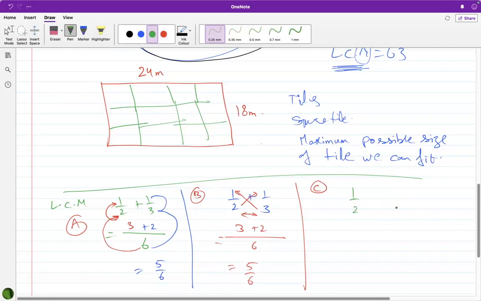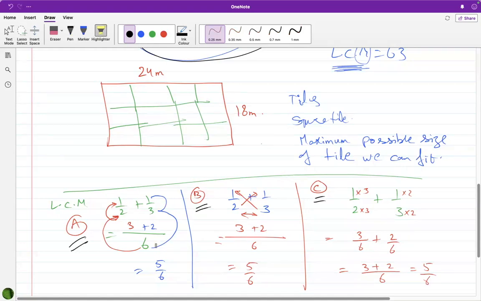That is 1 by 2 plus 1 by 3. They choose to write it this way. They write it times 3, times 3, times 2, times 2. 3 1 times is 3, 3 2 times is 6, 2 1 times is 2, 3 2 times is 6. And now we know the denominator is same and we just add the numerators and get 5 by 6. So either we follow method A or method B or method C, we always get the same answer.